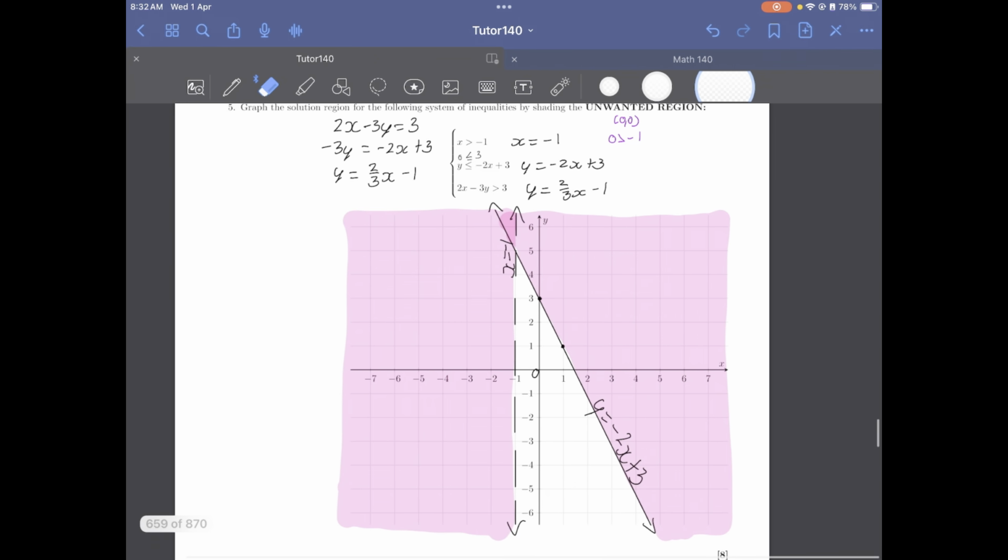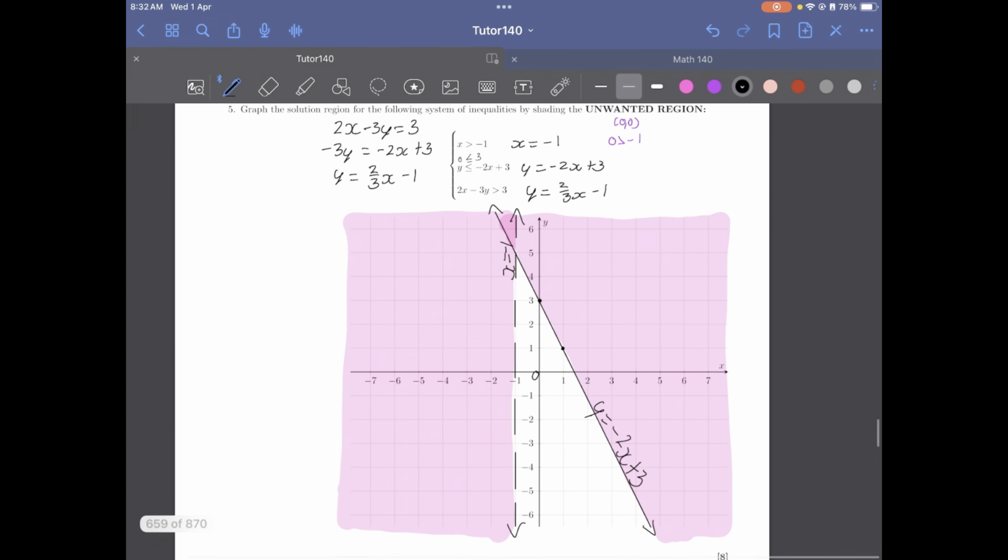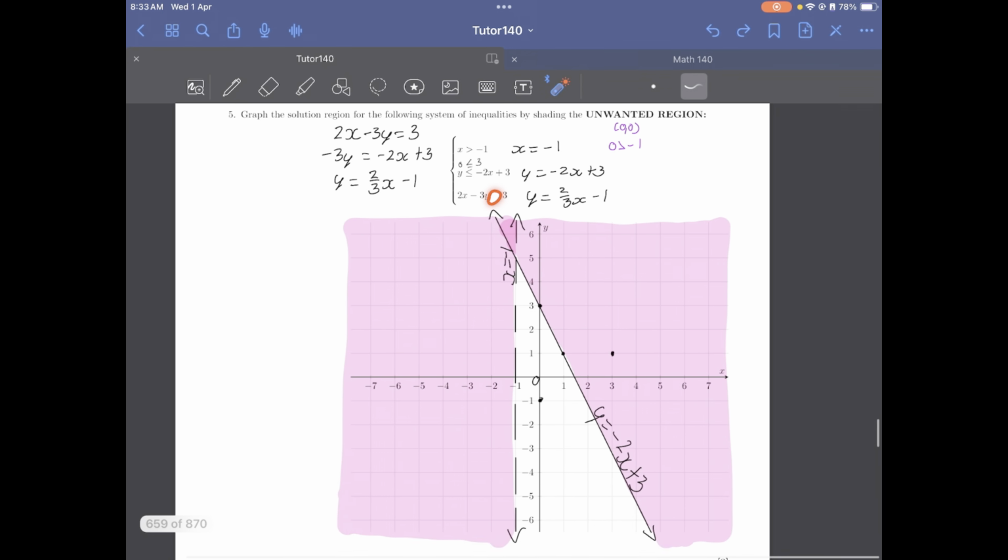Last thing, we're going to plot the last line. So we have -1, and then we're going to go up 2 and then over 3 times. So we're going to go up 2, 1, 2, and then over 3 times. 1, 2, 3. And then we're going to connect the 2 lines. Remember, pay attention to the equality symbol. It's greater than, so I'm just going to do a dotted line.